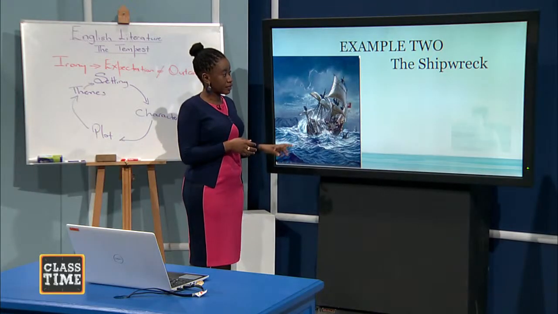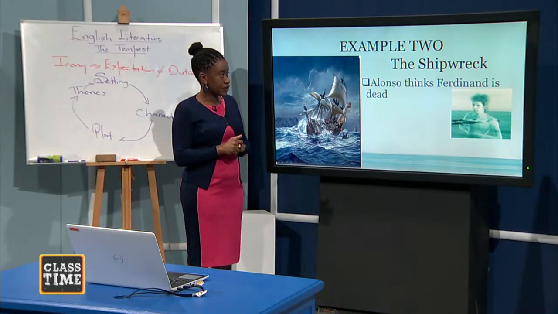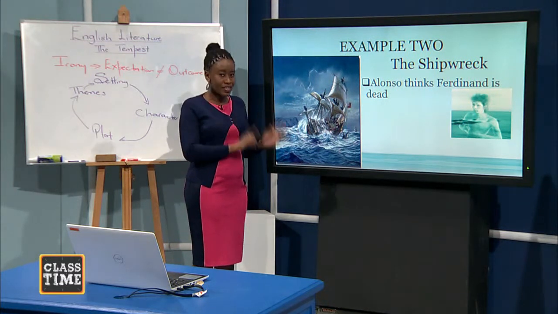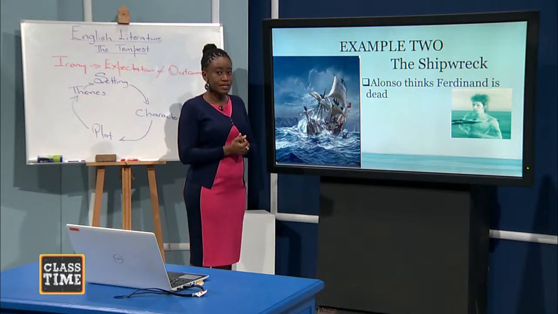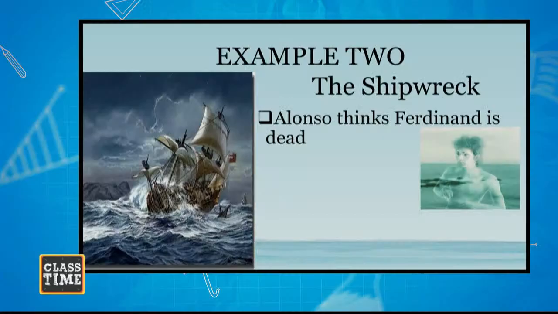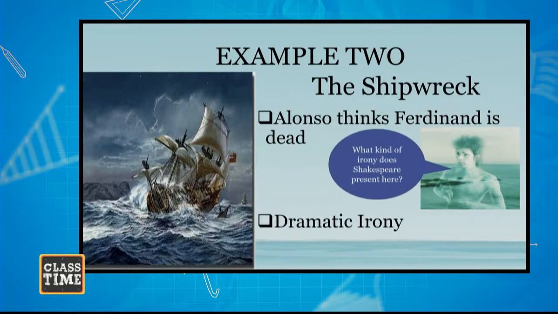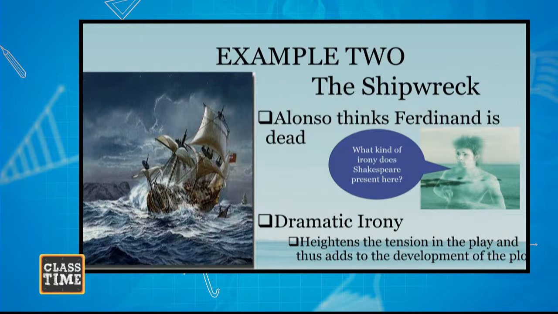Another example is the case of the shipwreck. Tell me what kind of irony is here. Alonso thinks that Ferdinand is dead, but the audience knows that Ferdinand is not dead. What kind of irony is this? Yes, you go, Chanel. It is situational or dramatic irony. All right, so the audience knows something that the characters do not know. So, dramatic irony. Again, we also have to look at how this irony is functioning in the play. What this does is to heighten the tension in the play and add to the development of the plot.